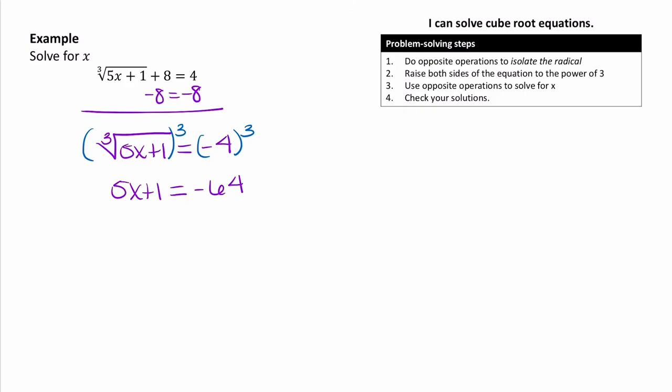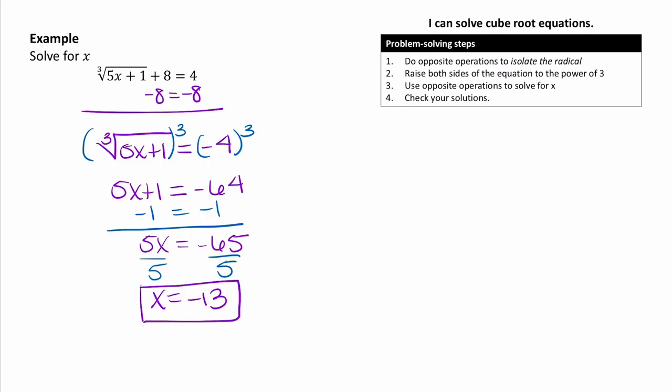Now I'm going to go ahead and solve for x. So in order to solve for x, I'm going to start off by subtracting 1 from both sides. And when I do that, I get 5x equals negative 65. Now I'm going to go ahead and divide both sides by 5. And that gives me x equals negative 13.